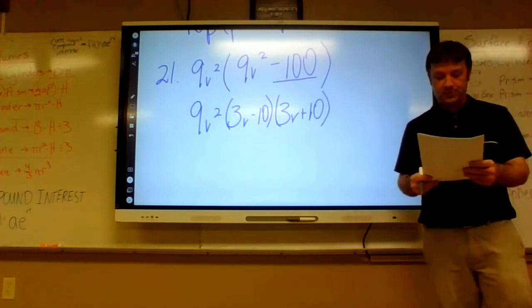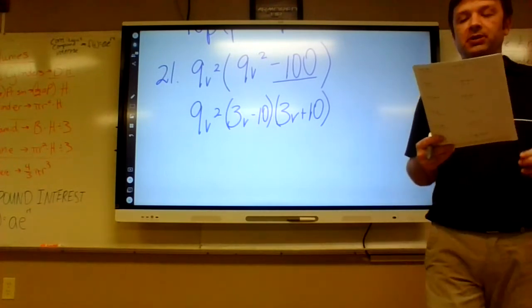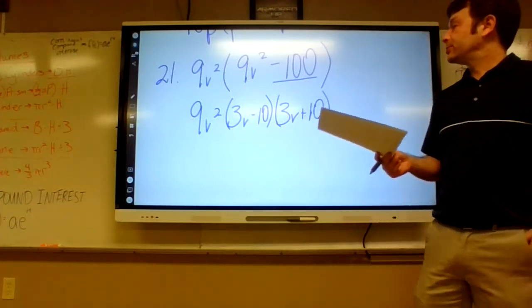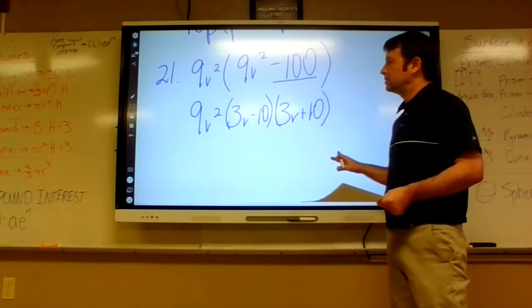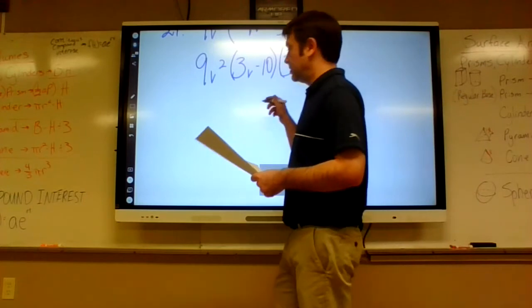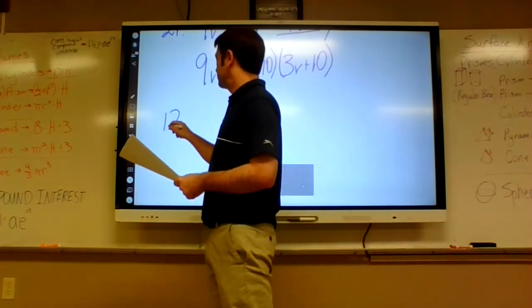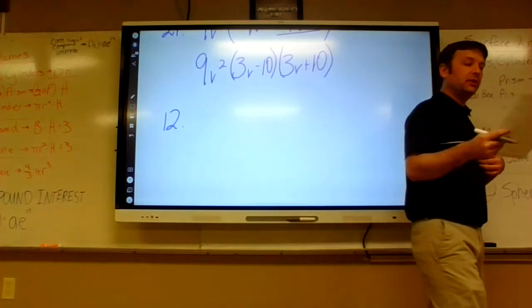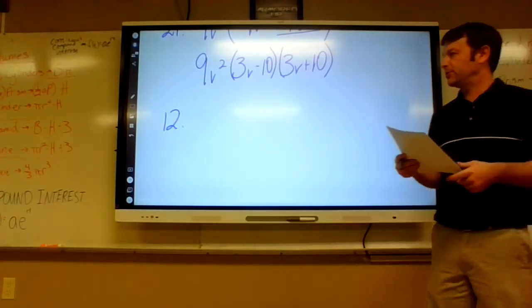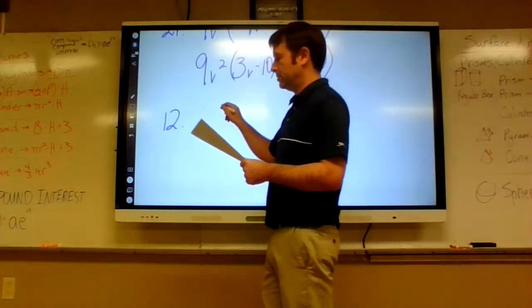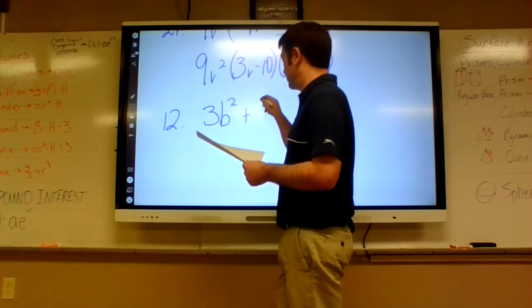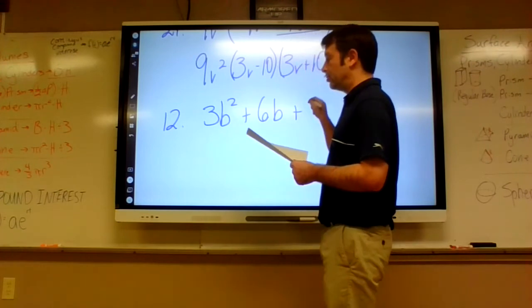Alright, that's pretty much it. But number 12, what's going on with number 12? It's backwards, right. So, does the order of addition matter? No. So we could rewrite 12 as 3b squared plus, we could write it in normal standard order.